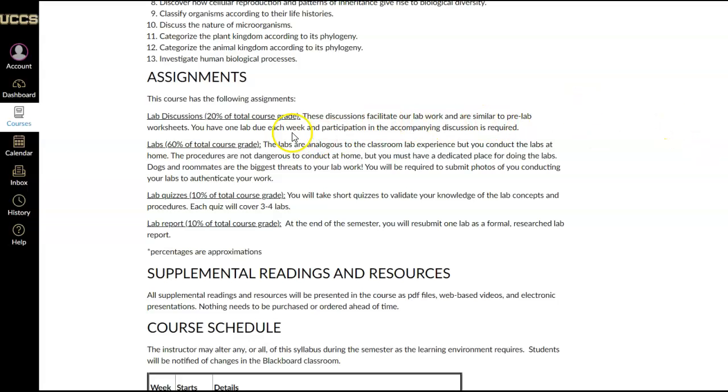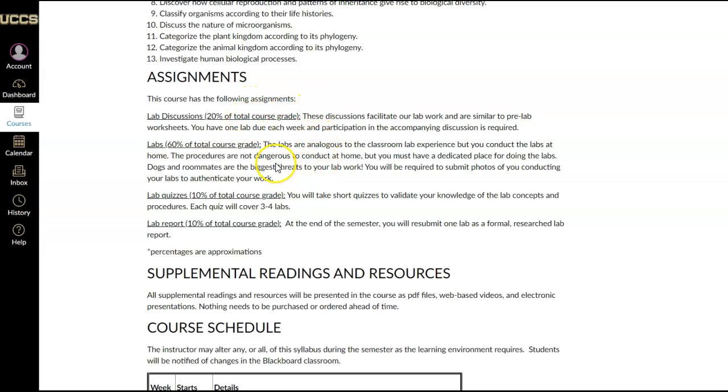So take a look at our assignments for the course. We're going to have a discussion each week, and this is going to be like doing a pre-lab. You're going to answer questions that indicate that you've read the lab. So in order to meet that deadline, you're going to want to read the next lab when you finish a lab. So when you finish lab 1, read lab 2 before you finish your work session, so your mind can start thinking about what information you need, what supplies you need, etc. And we'll talk about all of that in the lab discussions.